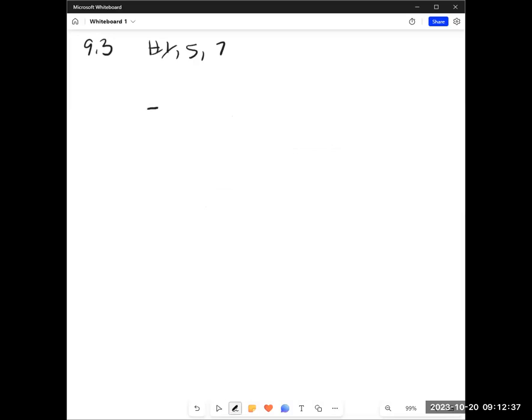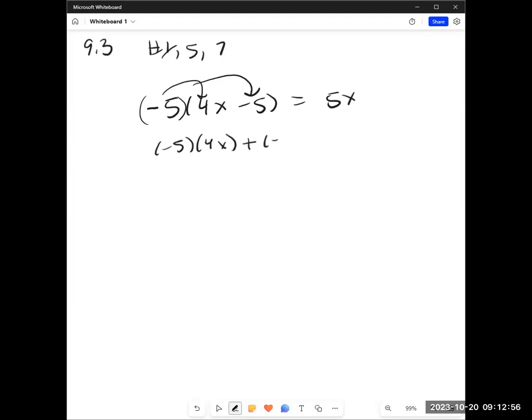The next problem, negative 5 times 4x minus 5 is equal to 5x. So we're going to distribute this negative 5 over the parentheses. Negative 20x plus a positive 25, because a negative times a negative is a positive, is equal to 5x.